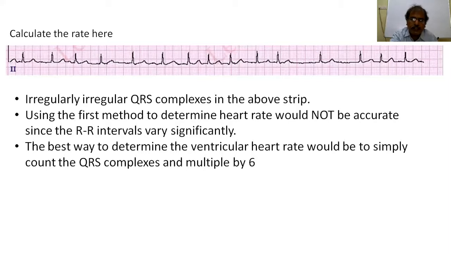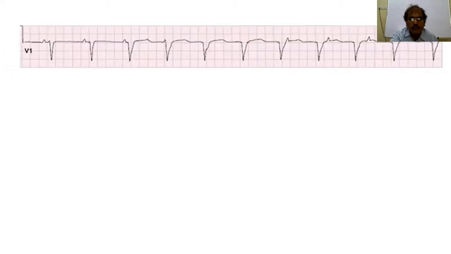This rule of 10 seconds means the rhythm strip available on the ECG is for 10 seconds. So you will multiply by 6. So 15 into 6 is 90 beats per minute.